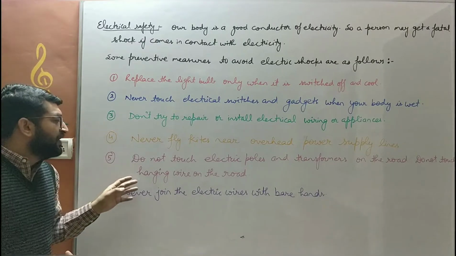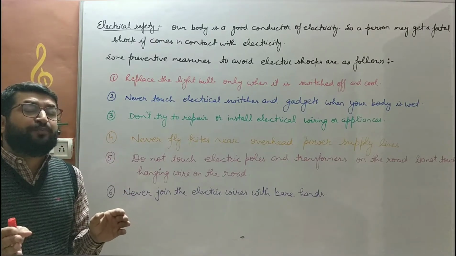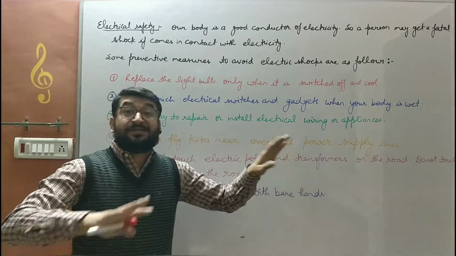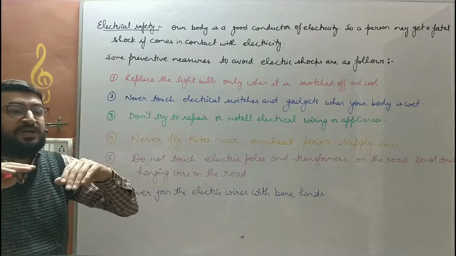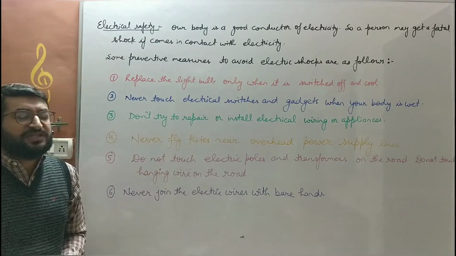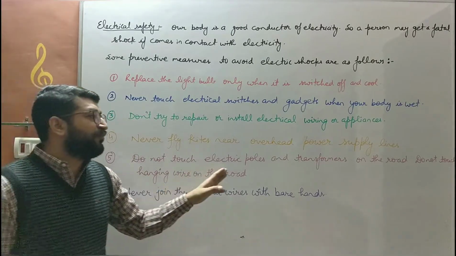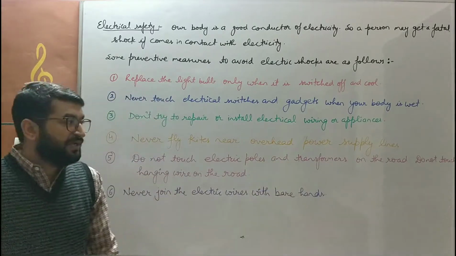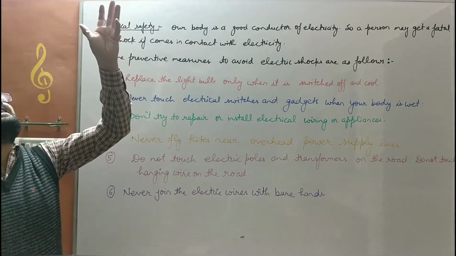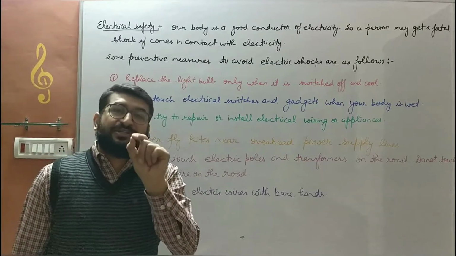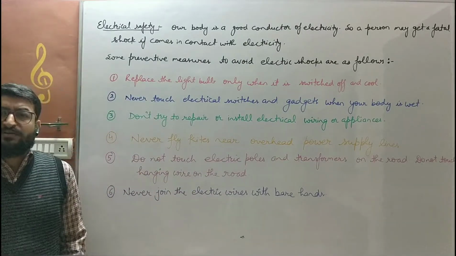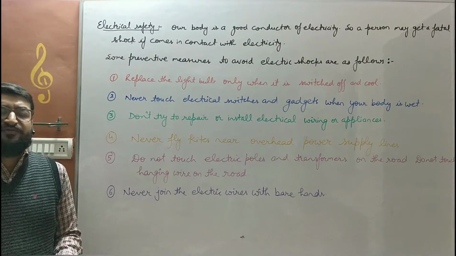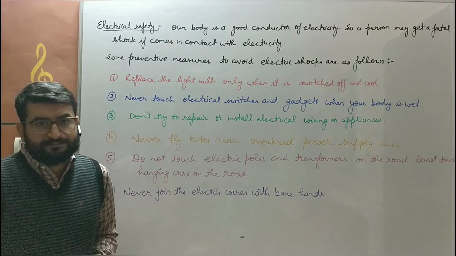Next is, do not touch the electric poles, or the large size transformers you may see at the corners of some roads or streets. Do not ever touch those electric poles or transformers on the road. As well as, if any wire is hanging, do not touch that as well. That may give you an electric shock. So never touch these things. If you find them, do not touch them.